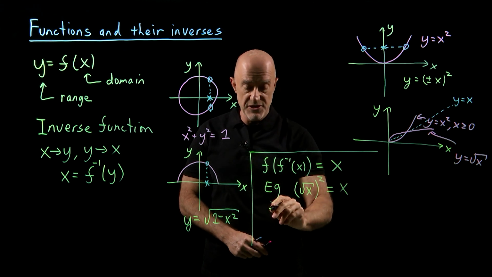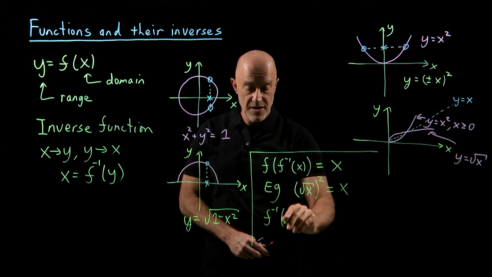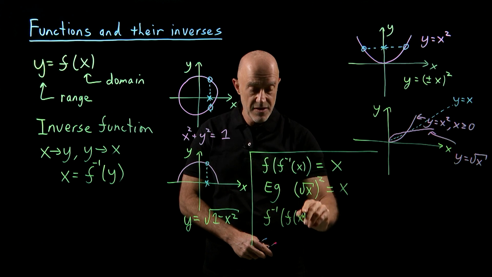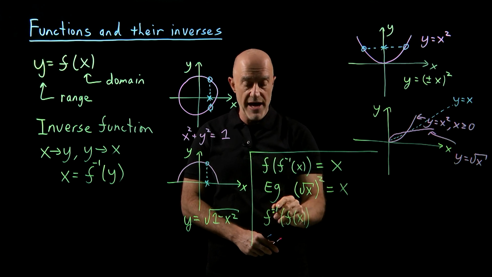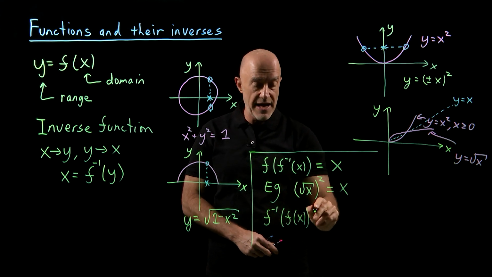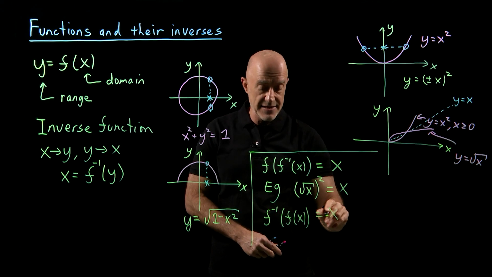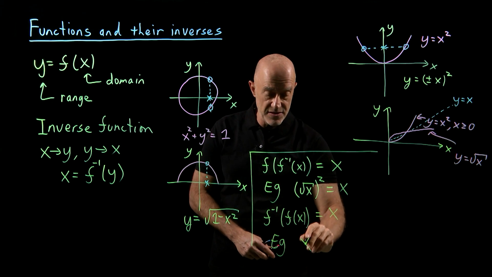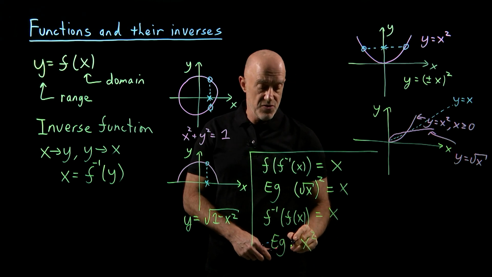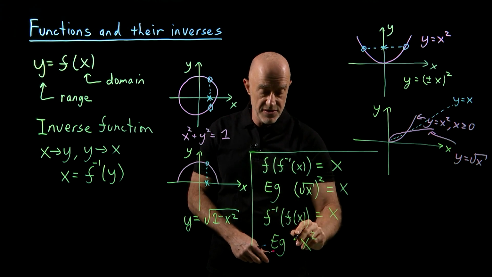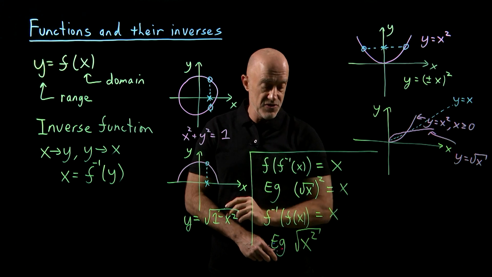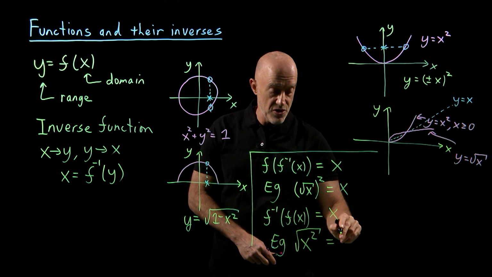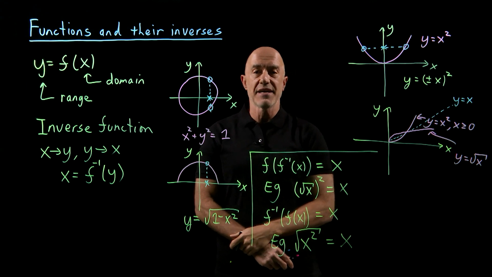The other relationship then would be f inverse of f of x, right? f sends x to y, f inverse sends y to x. That gives us back x. And the example here then would be f of x is the squared function, and the inverse is the square root. So the positive square root of x squared, we all know, is equal to x.